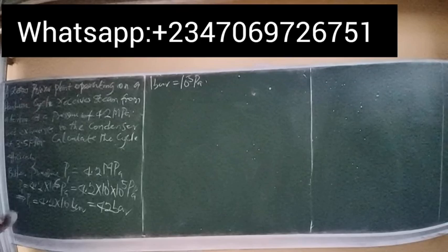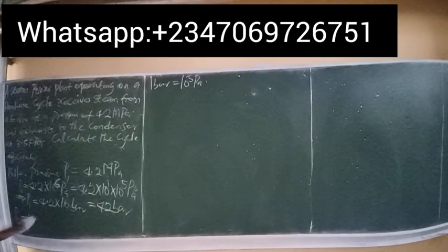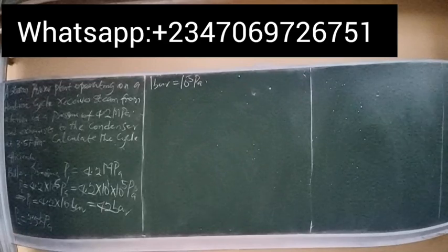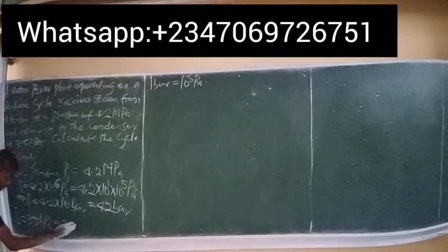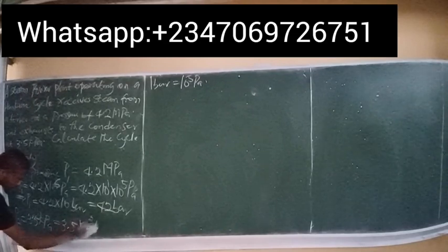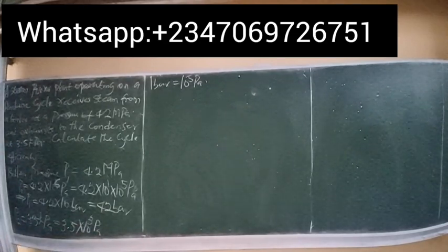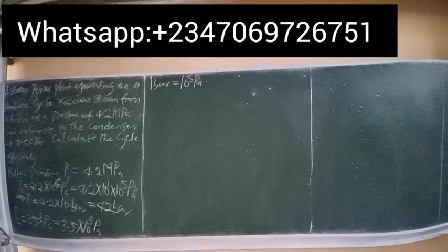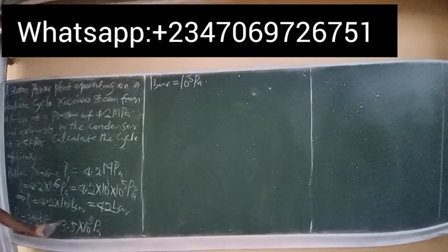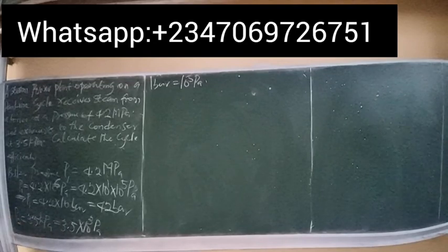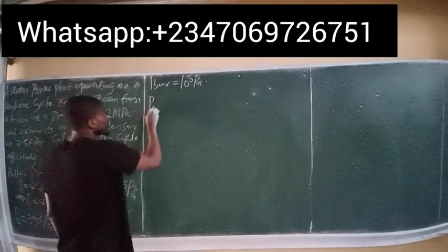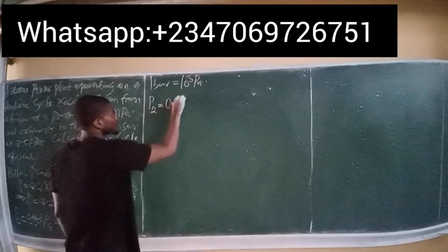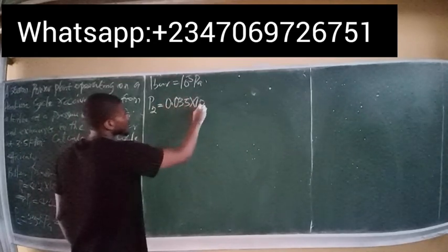Condenser pressure is P2, and P2 was given as 3.5 kilopascal, and we know that kilo simply means 10 to the power of 3 Pascal, and what we are looking for is 10 to the power of 5. But there's a way we can convert 3.5 by 10 to the power of 3 to be by 10 to the power of 5, simply by moving the decimal place 2 places backwards. So if you move it twice backwards, we have P2 equal to 0.035 by 10 to the power of 2.